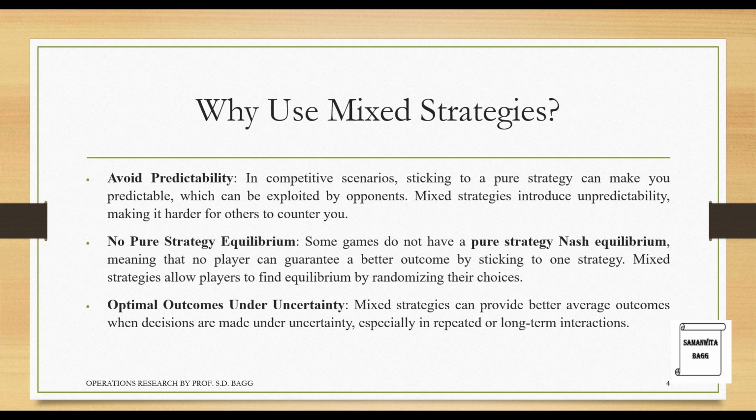Optimal outcomes under uncertainty. Mixed strategies can provide better average outcomes when decisions are made under uncertainty, especially in repeated or long-term interactions. So under uncertainty and when you have long-term interactions, you can choose mixed strategies.